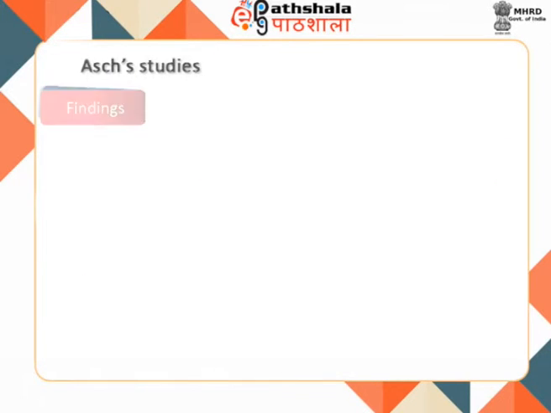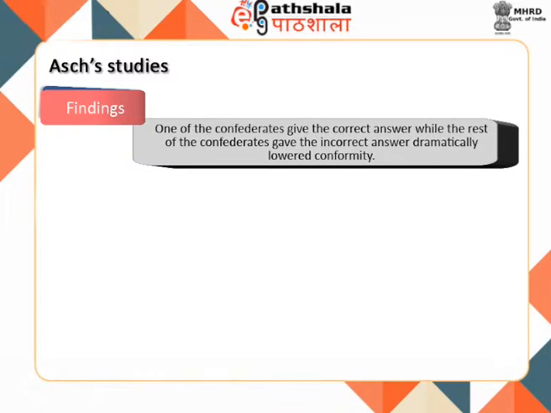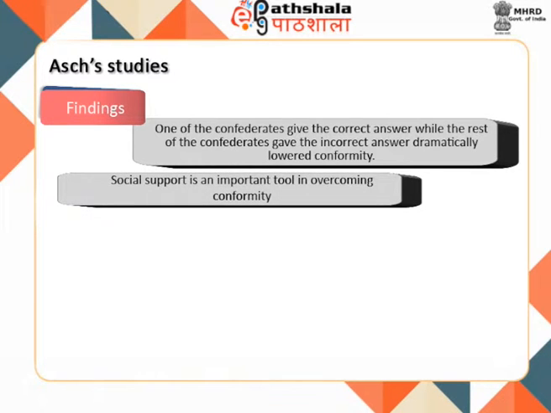Asch also found that having one of the confederates give the correct answer while the rest of the confederates gave the incorrect answer dramatically lowered conformity. Studies have shown that having social support is an important tool in overcoming conformity.